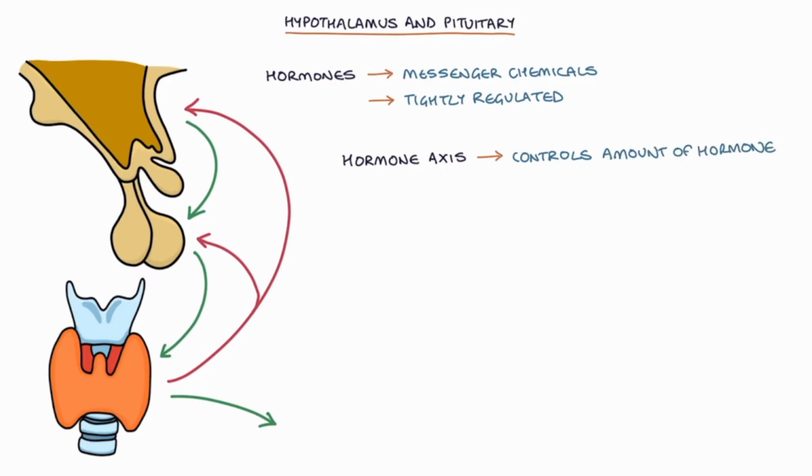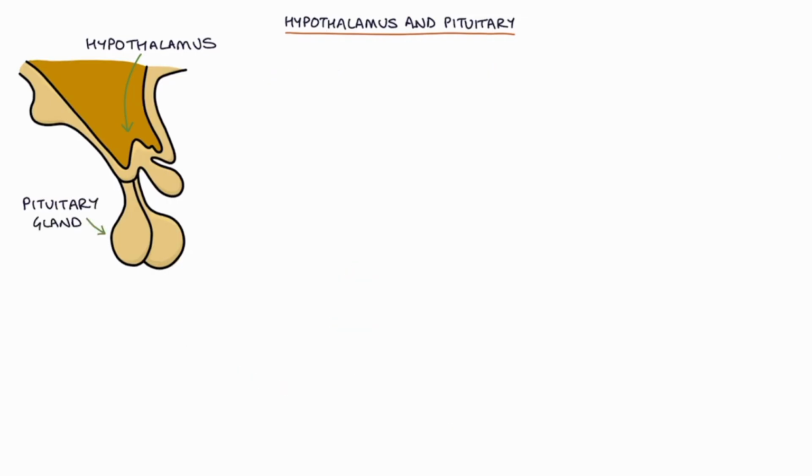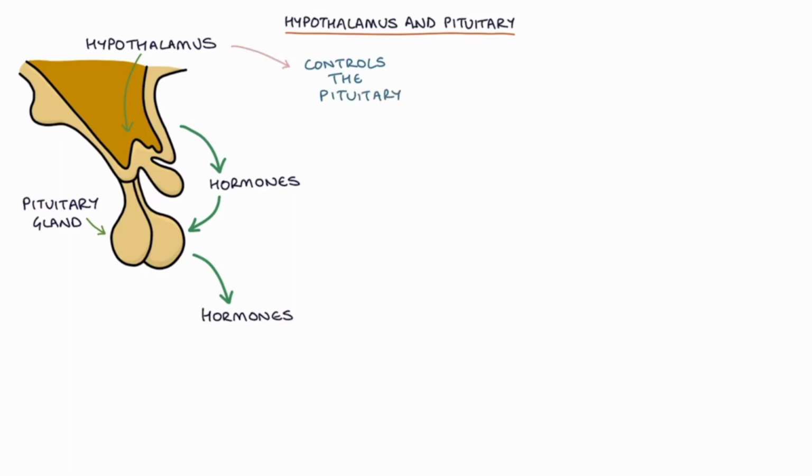Most hormones in the body are controlled by two structures in the middle part of the brain, called the hypothalamus and the pituitary gland. The hypothalamus sits above the pituitary gland and releases hormones that stimulate the pituitary gland. The pituitary gland releases hormones in response. This way, the hypothalamus controls the pituitary.